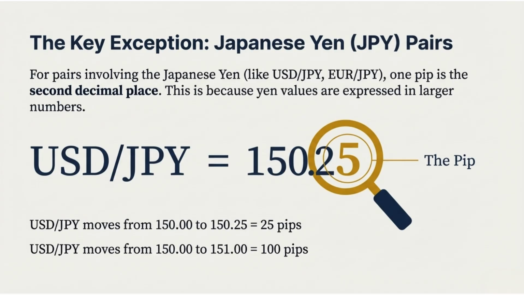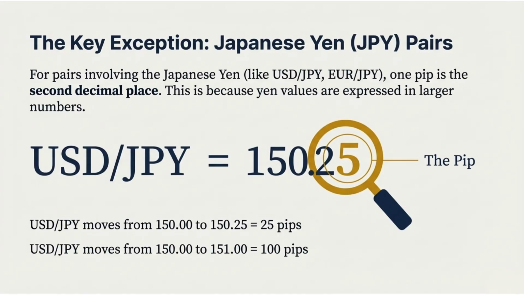The Japanese yen pairs. The Japanese yen. They always have to be different. Why does the rule have to shift so drastically for pairs like USD/JPY? The reason is really about scale. The numerical values of the yen pairs are just inherently larger. I mean, a price like USD/JPY sits around 150.00, maybe 160.00. Right, it's a much bigger number to start with.